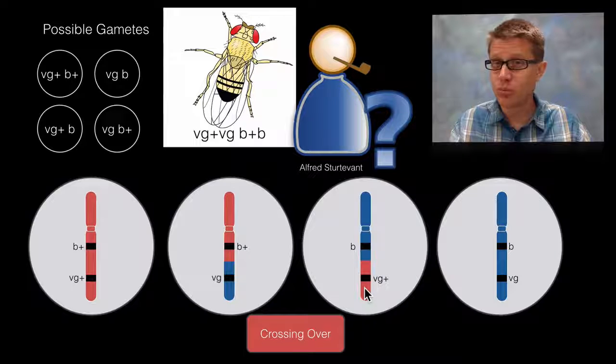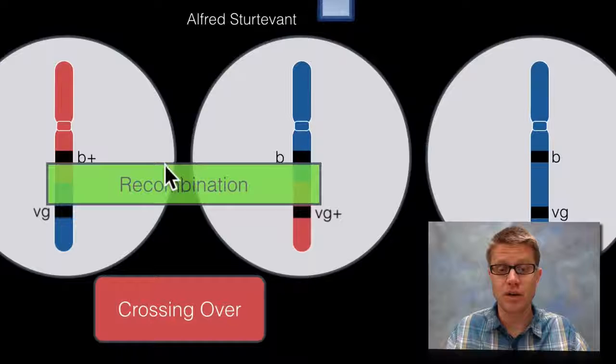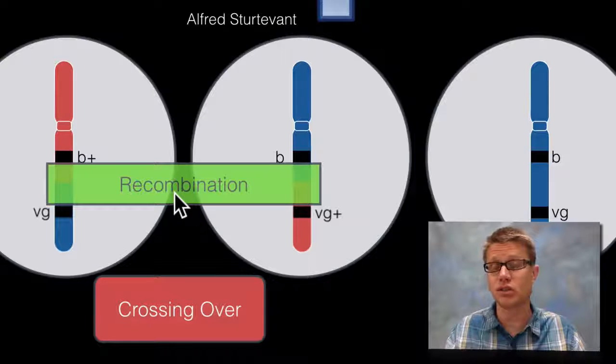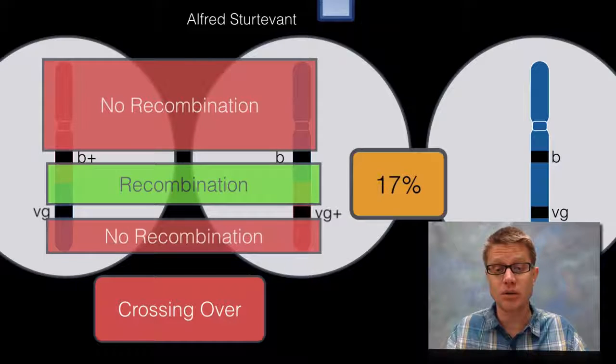And so Sturtevant, it's brilliant, came to this kind of idea that if that crossing over event occurs between the different genes, then we would have recombination, genetic recombination. But if it doesn't occur in that part of the chromosome, there's going to be no recombination. And so where does that 17% come from? Well, this is roughly 17% of that area of the chromosome. That's where it's coming from.